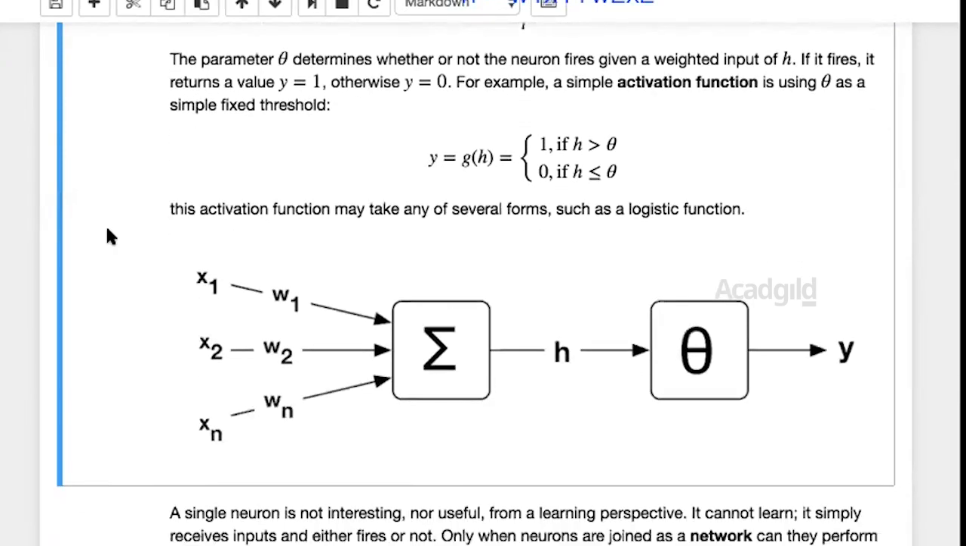Next, theta is a parameter that determines whether or not the neuron fires given a weighted input of h. So given h comes in and bombards that particular small neuron, we have a parameter called theta, and what it does is it just says, should I fire a 1 or no? So the activation function is using theta as a simple fixed threshold. Just for an illustration, this is how it looks. You have x1, x2, and xn. You have the corresponding weights, and you add up all of them. That's h. You plug h into your theta, and it spits out the output, 1 or 0. This is at a neuron level. Yeah, activation function, I'll tell you what's happening with theta in the activation function.